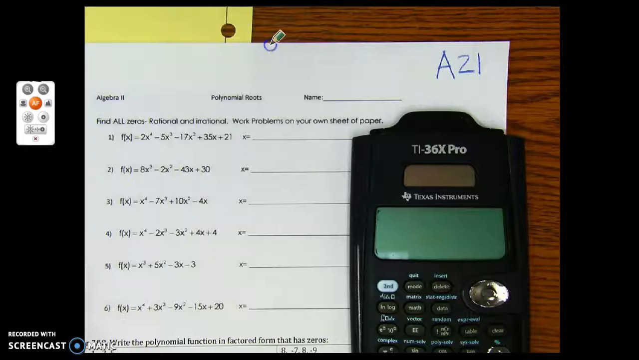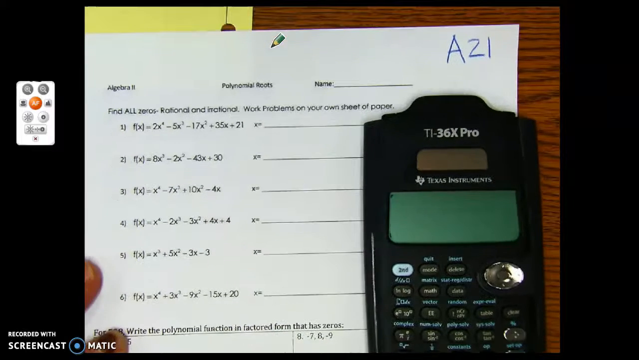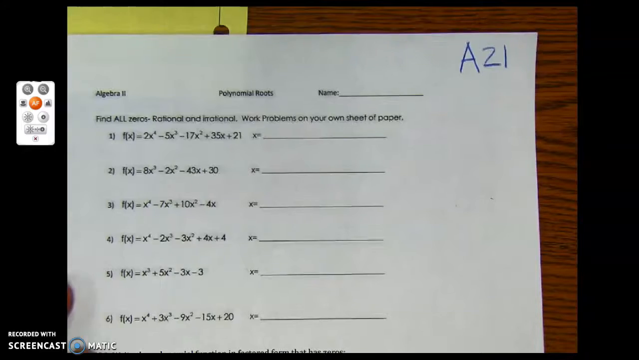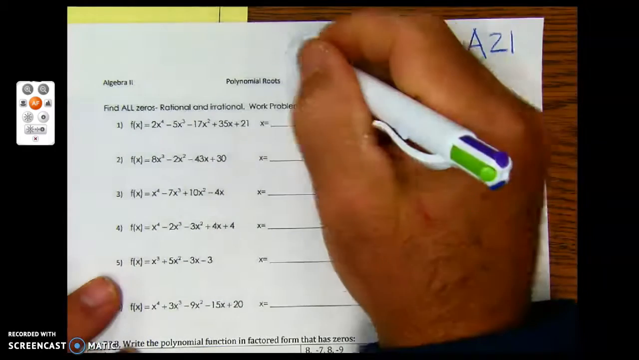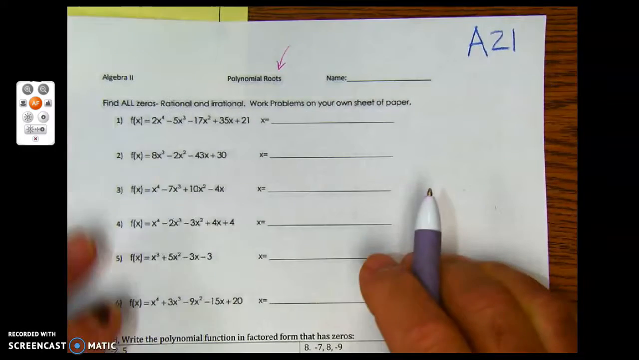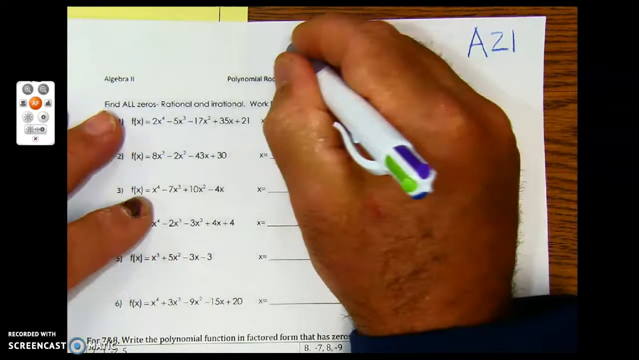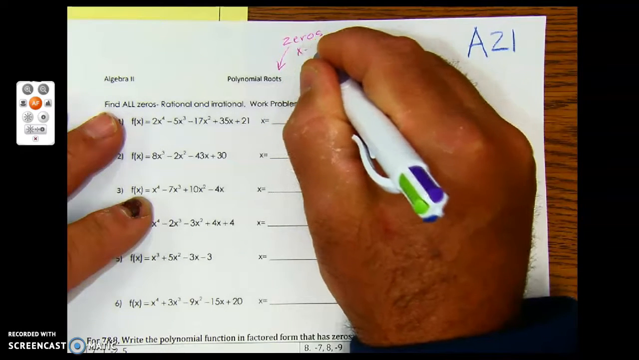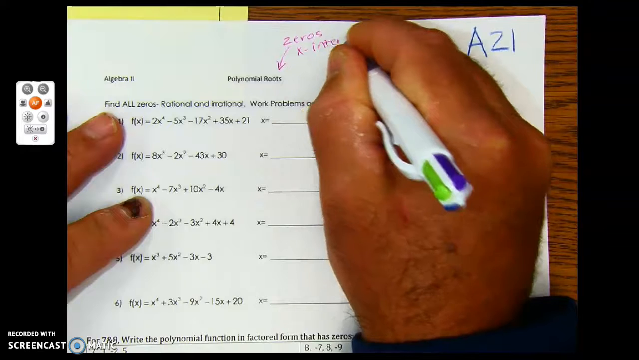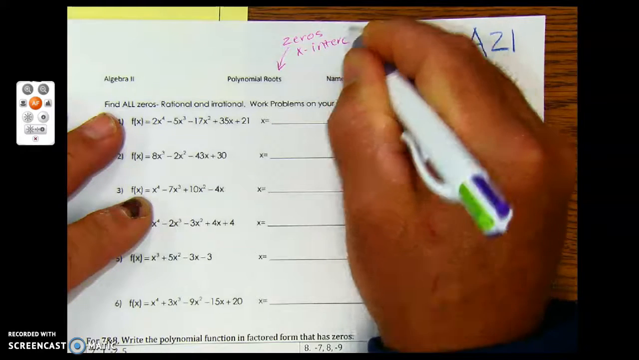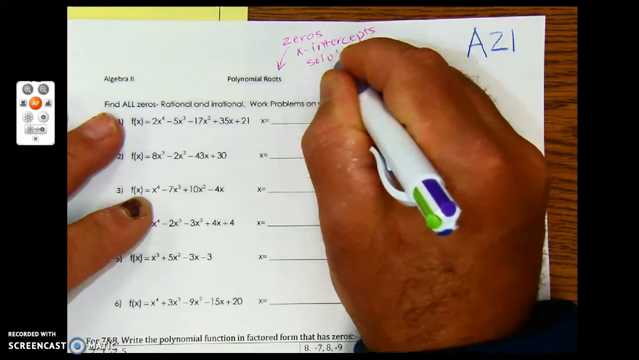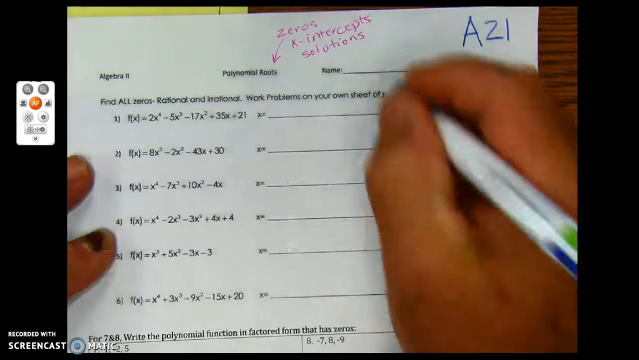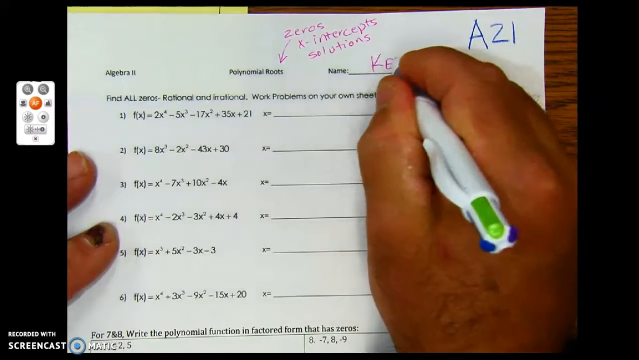All right, guys. Here I am with assignment number 21, finding polynomial zeros. You know, I forgot to mention in my notes that they're also called roots. So there's four names: zeros, x-intercepts, solutions, and they're also called roots. So just FYI. All right.